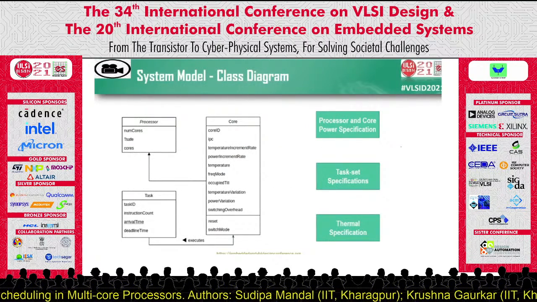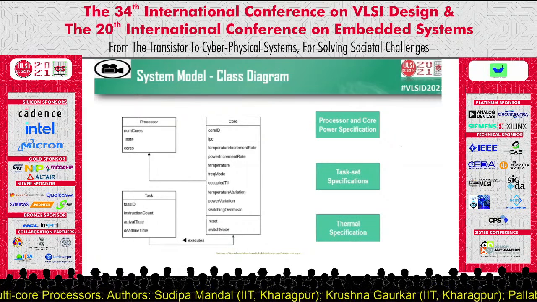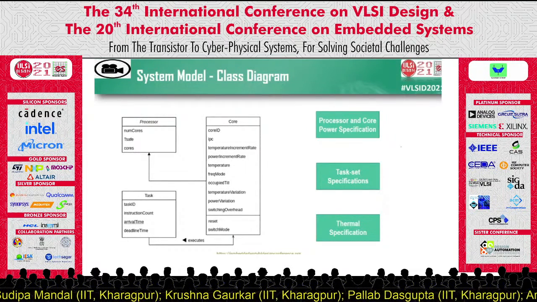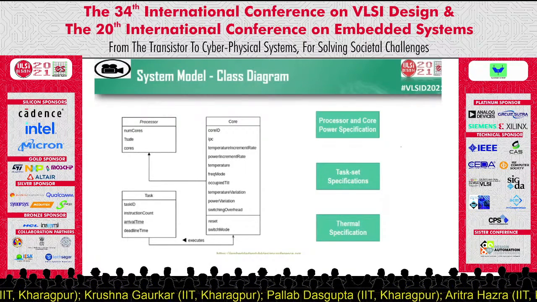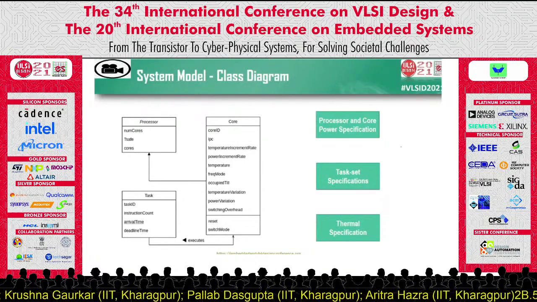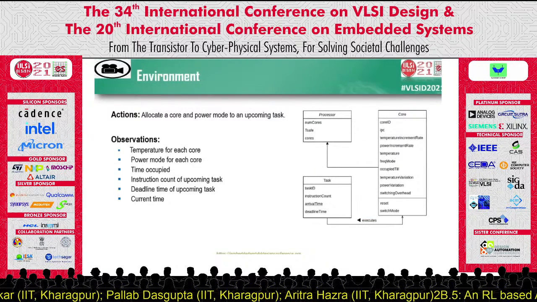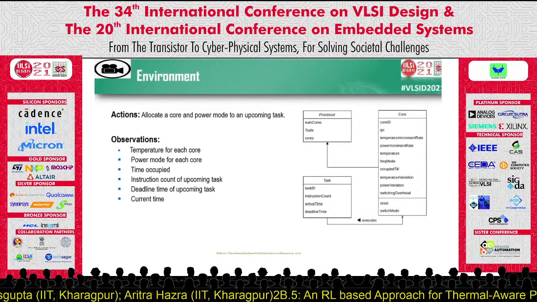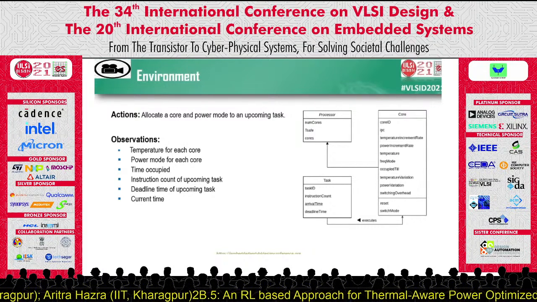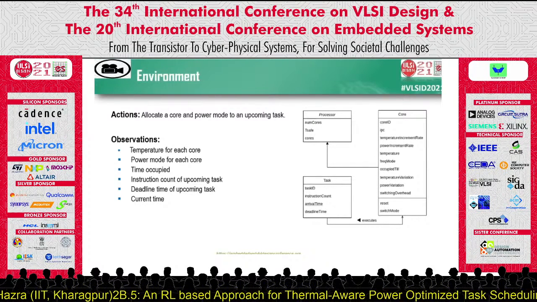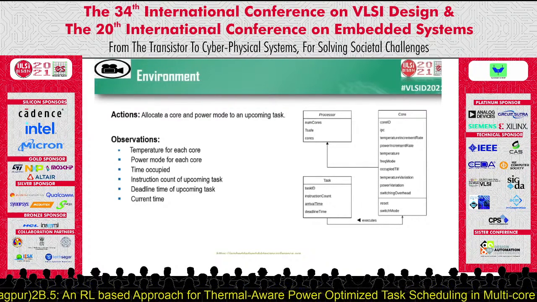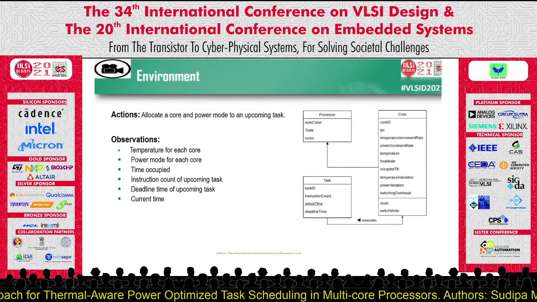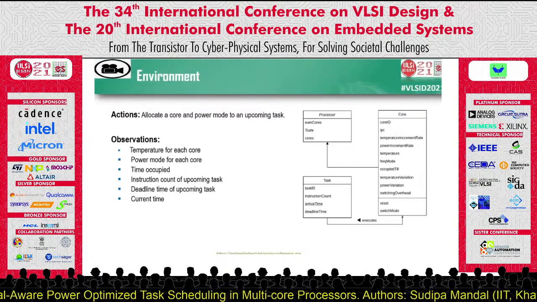The system model has further three components: processor and core power specification, task set specification, and thermal specification. The class diagram for the system model has been shown here. Coming on to the environment description. Actions define a core and power mode for an upcoming task. Observations are picked up from the shown class diagram. These consist of temperature for each core, power mode for each core, time occupied, instruction count for upcoming task, deadline time of upcoming task, current time, etc.